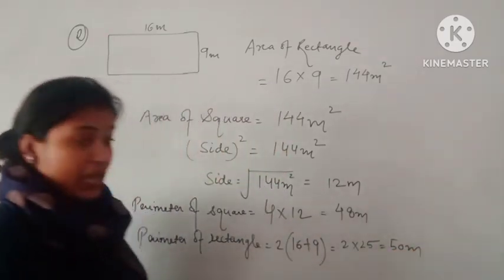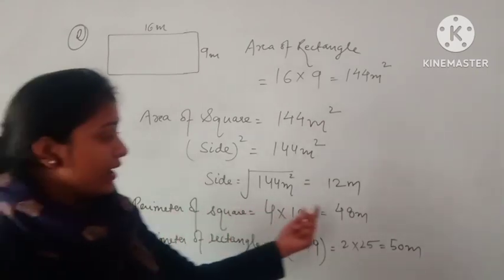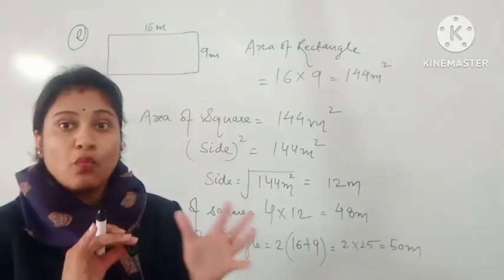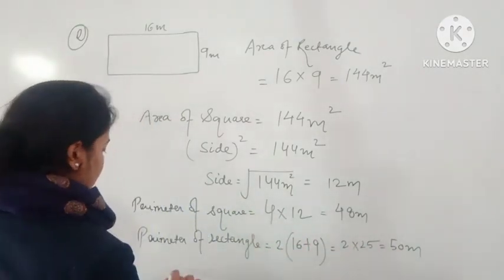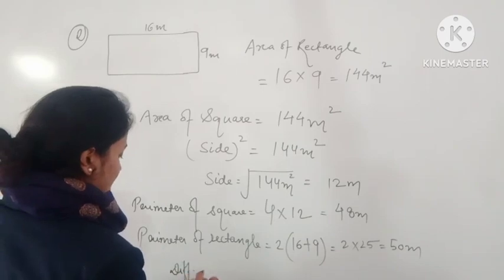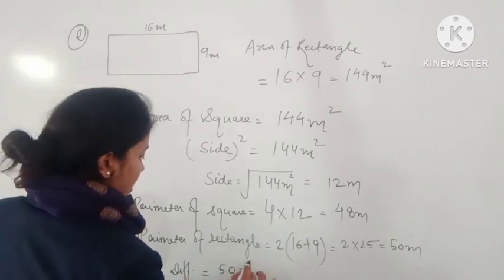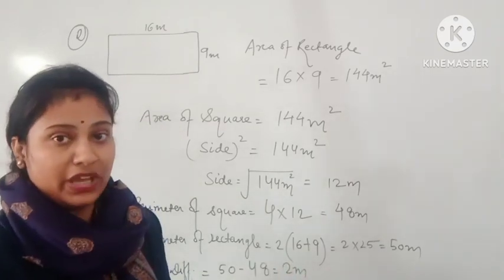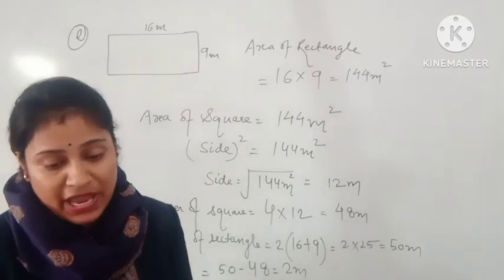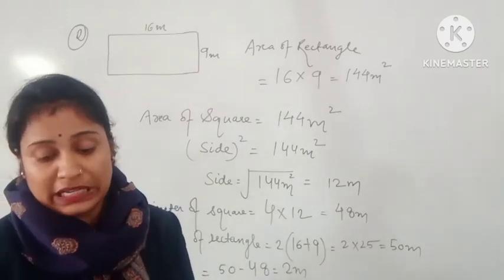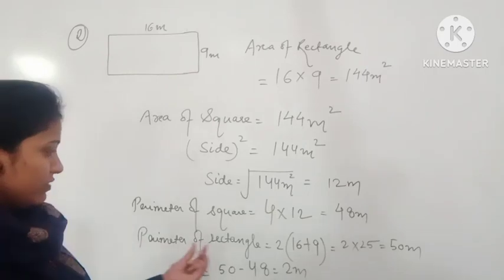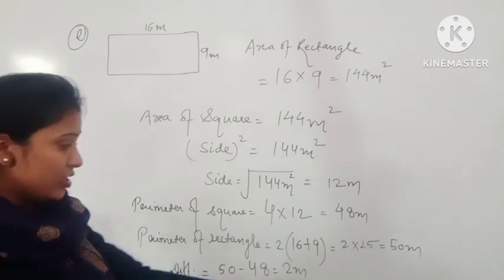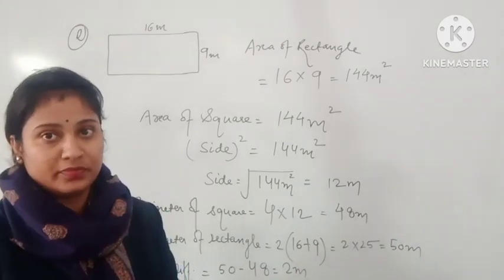Now can you see the difference? The perimeter of the square is coming to be 48. The perimeter of the rectangle is coming to be 50. So what is the difference between these two perimeters? The difference is 50 minus 48, which is equal to 2 meter. The question is asking, by how much does the perimeter of the rectangle exceed? So the perimeter of the rectangle exceeds the perimeter of the square by the difference, and the difference is 2 meter. I hope this numerical is clear.